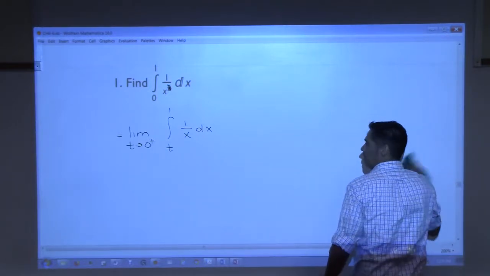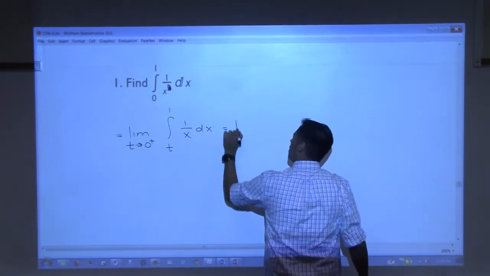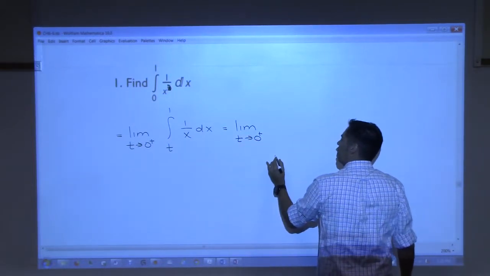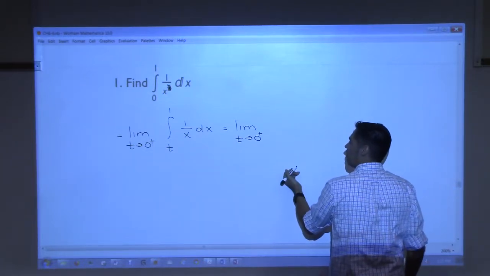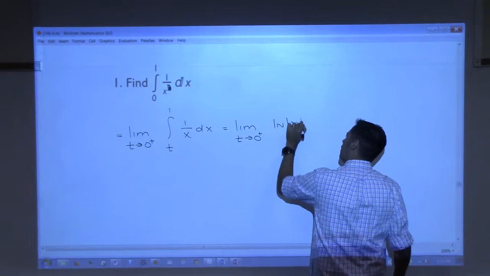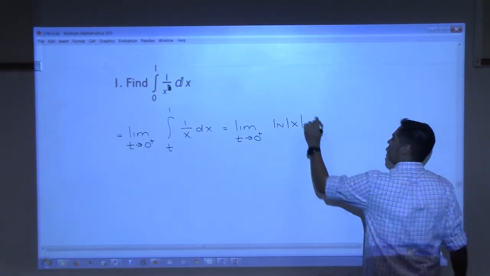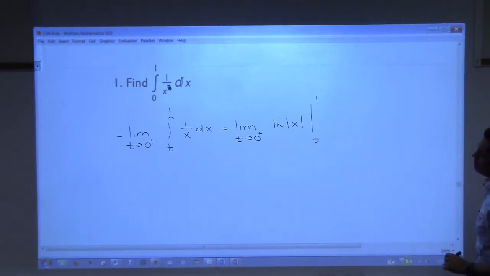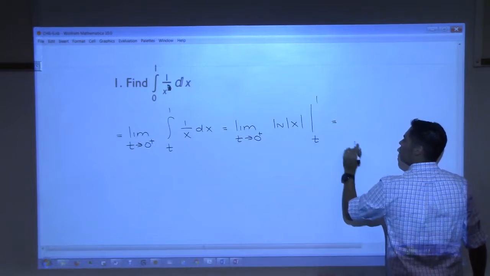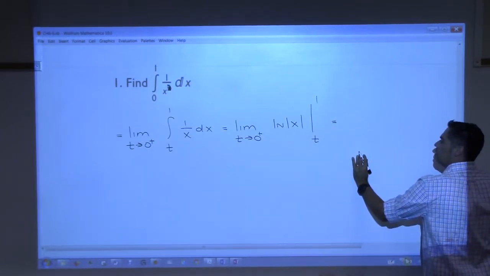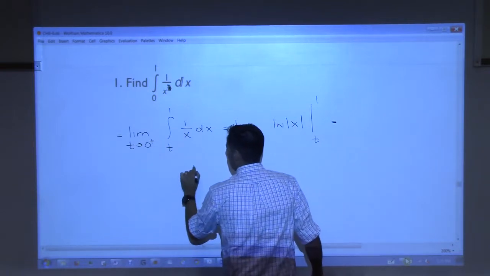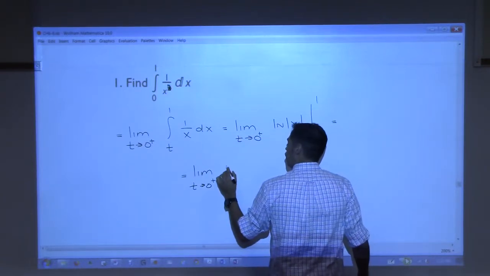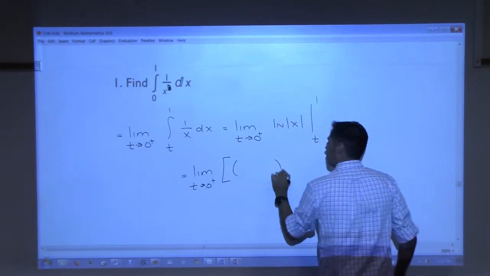Now, this becomes the limit as t approaches 0 from the right of the antiderivative of that, which is what? ln of the absolute value of x, right? And I'm going to evaluate that at t here and 1 here. And then that equals, still a limit. t is approaching 0 from the right. And two things here, subtracted.